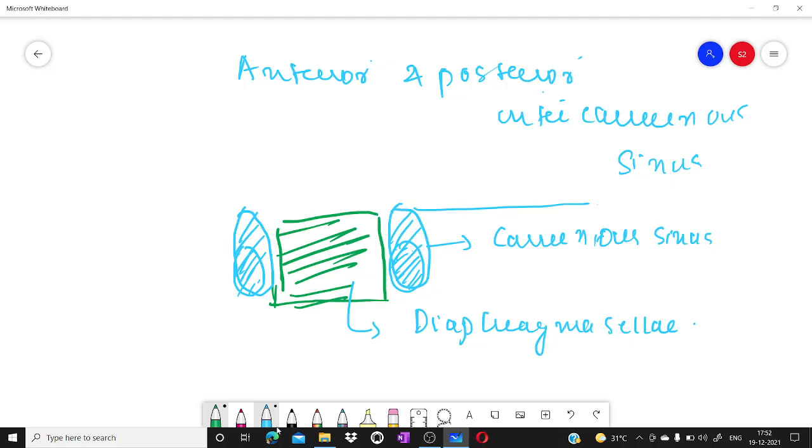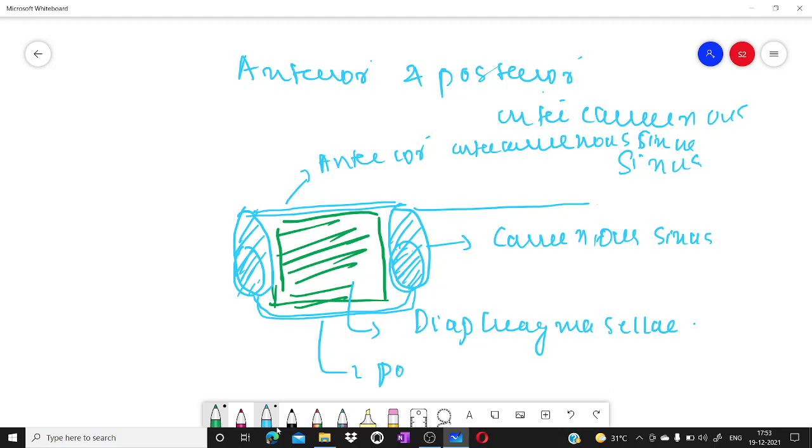So located in front of and behind the diaphragma sellae, we have two dural venous sinuses which are communicating the two cavernous sinuses. As it is located anteriorly, it is called anterior intercavernous sinus. And one which is located posteriorly is called posterior intercavernous sinus. So anterior and posterior intercavernous sinuses are unpaired dural venous sinuses which are communicating the cavernous sinus on both sides. So that is all about the dural venous sinuses. Among these, the most important dural venous sinus is the cavernous sinus, which will be dealt with in a separate video. Thank you.